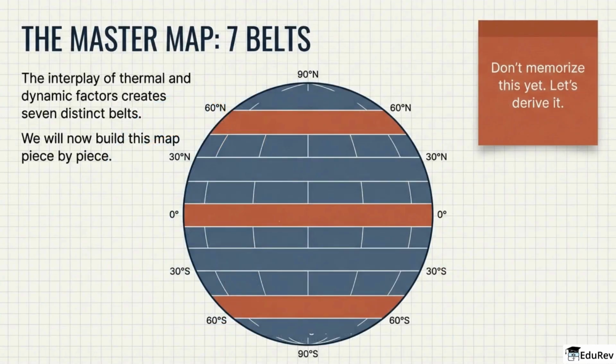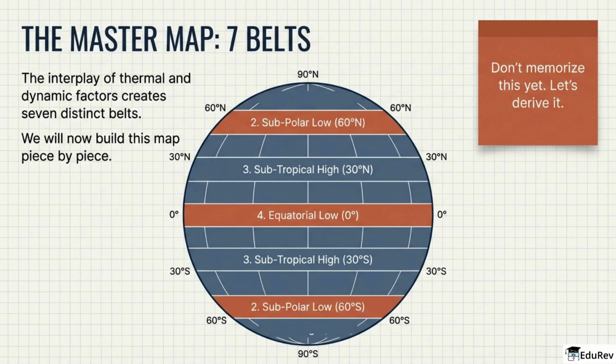Now lay out the framework. At the equator, you get an equatorial low. Around 30 degrees, subtropical highs. Around 60 degrees, subpolar lows. Around 90 degrees, polar highs. This pattern mirrors in both hemispheres. Now we justify every one of them.